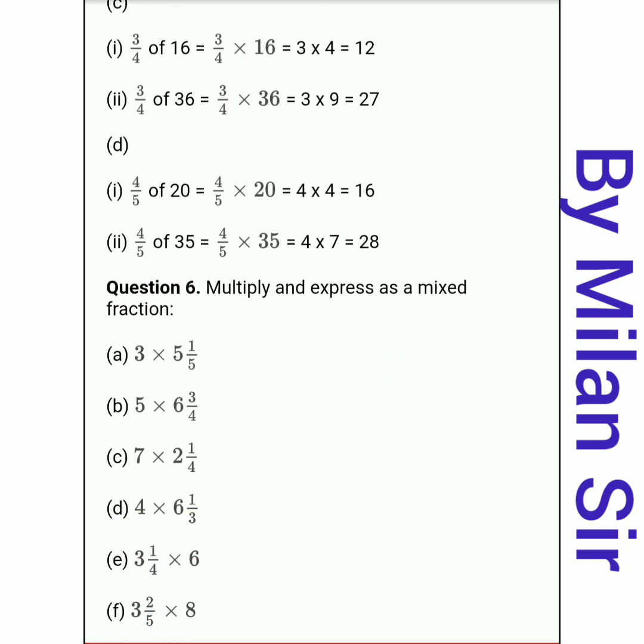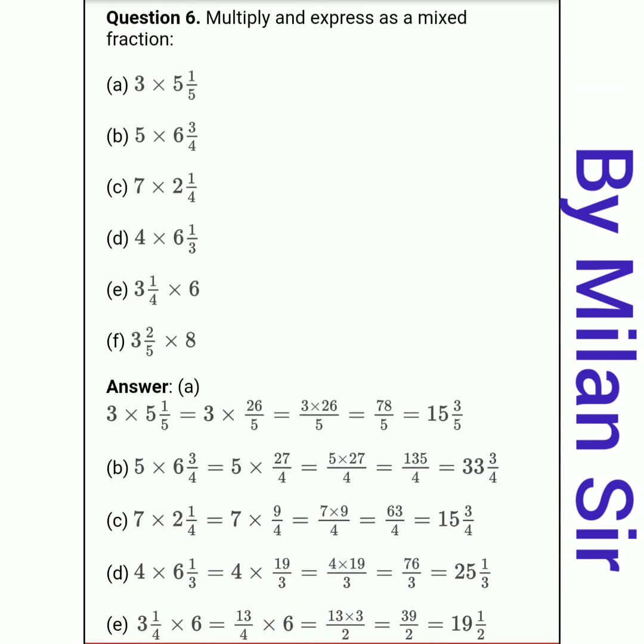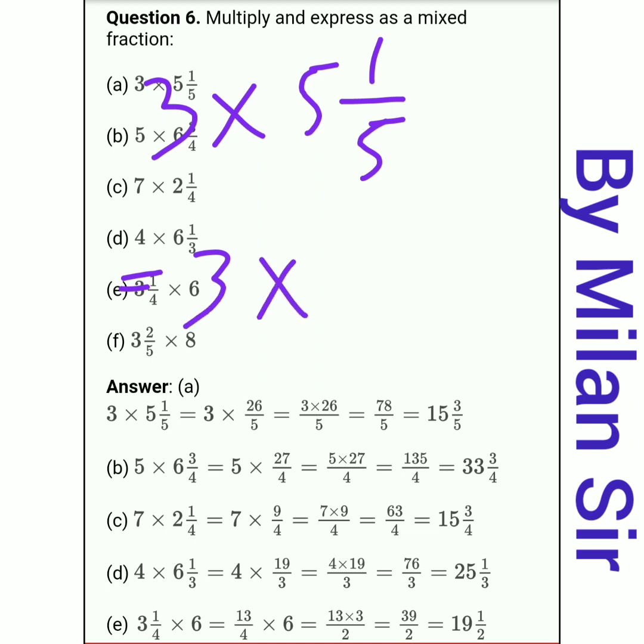Then question number 6. First of all, read this question: multiply and express as a mixed fraction. Okay, first of all we need to do the multiplication process. After that we need to convert it into the mixed fraction. Okay, so first question is 3 multiply 5 integer 1 by 5. So first of all 3 as it is. Now here 5 5s are 25.